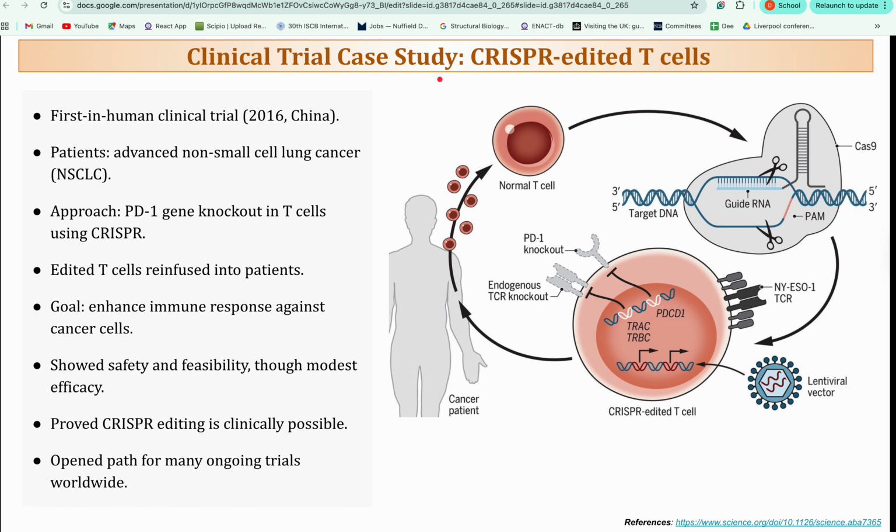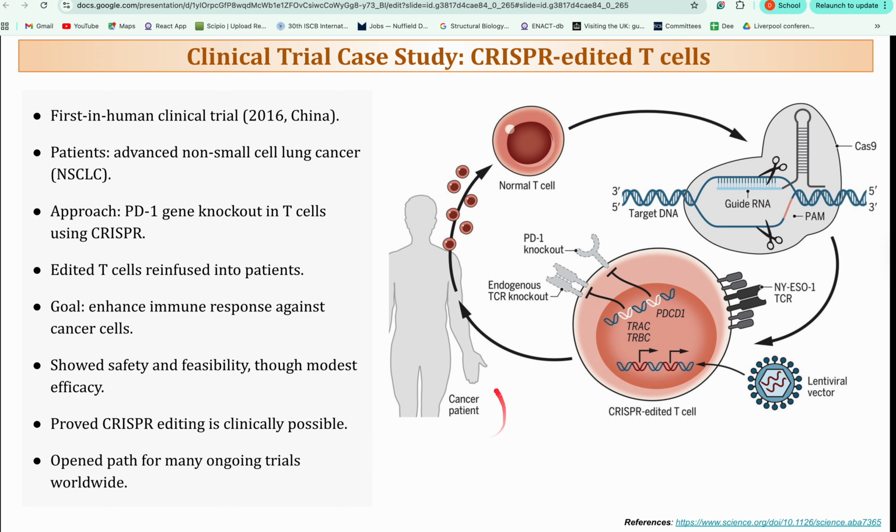Okay, then there are some clinical trial case studies for CRISPR edited T cells. The first in human clinical trial took place in 2016 in China. The patients had advanced non-small cell lung cancer, NSCLC, and the approach was PD-1 gene knockout in the T cells using CRISPR. They edited the T cells, reinfused them into the patients, and the goal was to enhance the immune response against the cancer cells. It showed safety and feasibility, though modest efficacy, and it proved that CRISPR editing is clinically possible, and it opened the path for many ongoing trials worldwide.